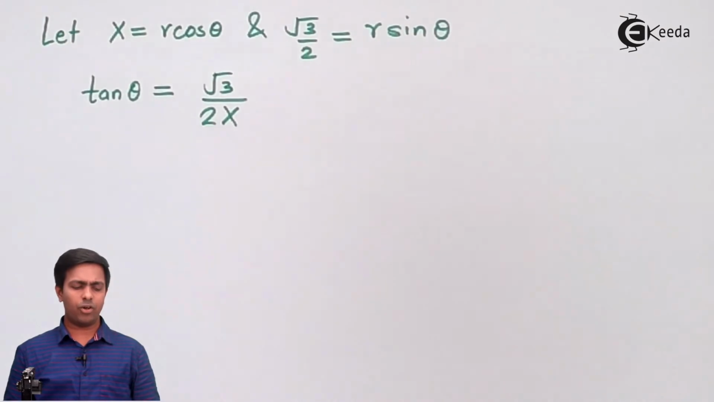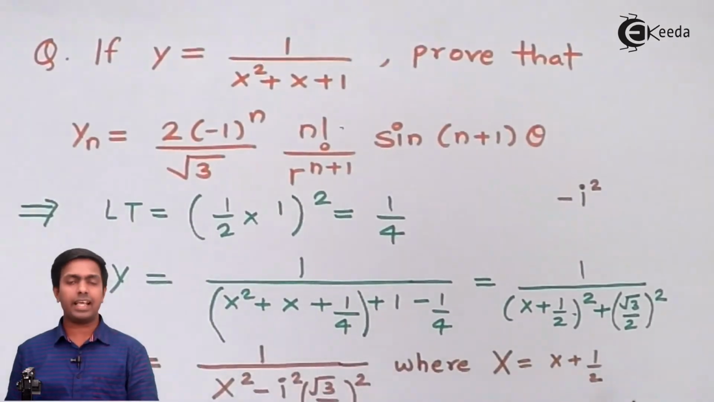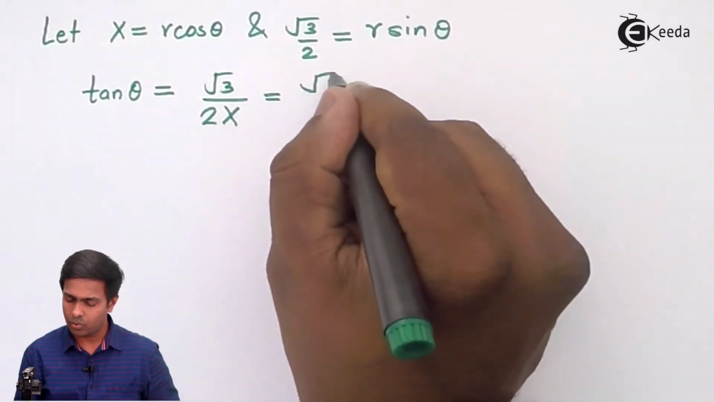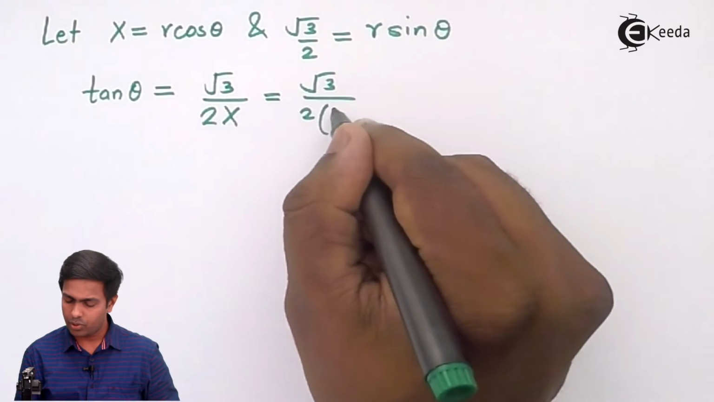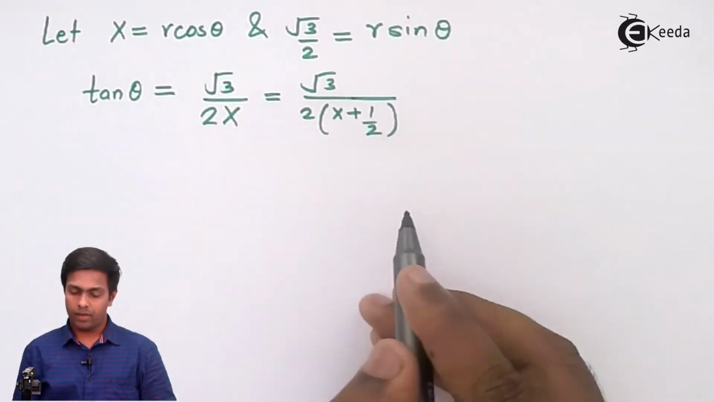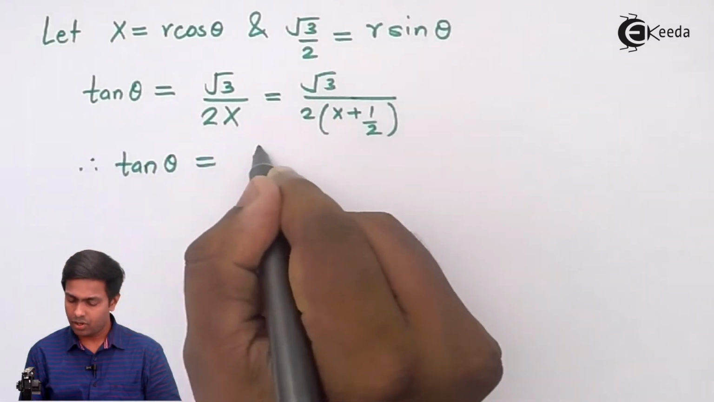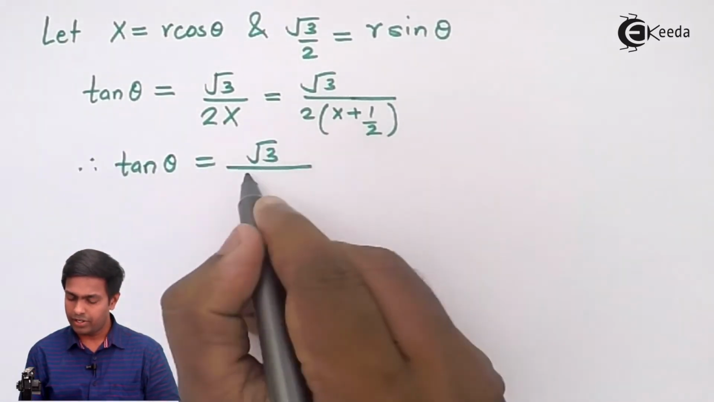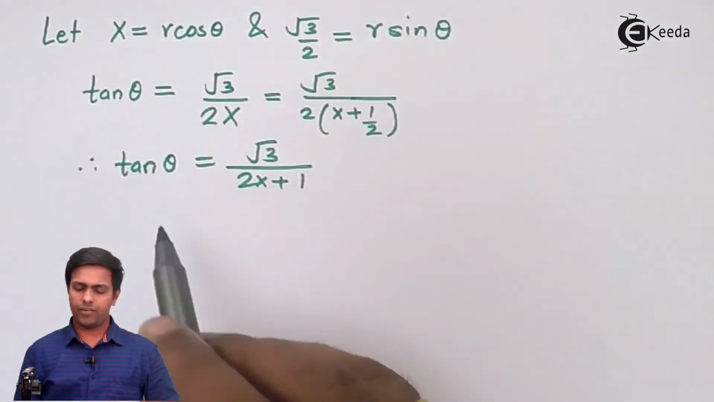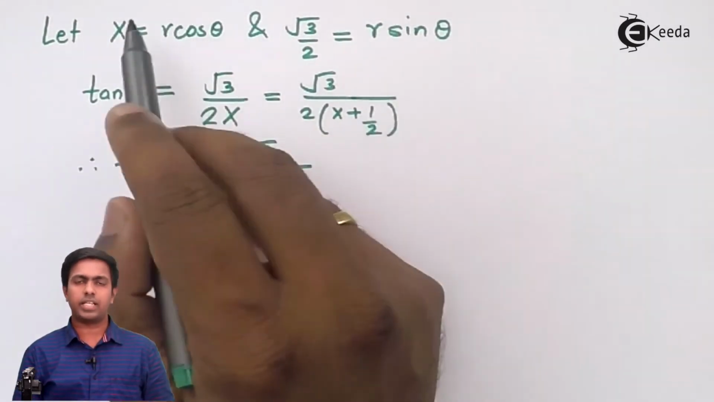Now guys, we know the value of x because we have assumed it. So the value of x is x plus half. So here we can say that this is nothing but root 3 by 2 into x plus half. Therefore we will get the value of tan theta as root 3 by 2x plus 1. So guys, this is the value of tan theta. Now let's square these two terms and add them.